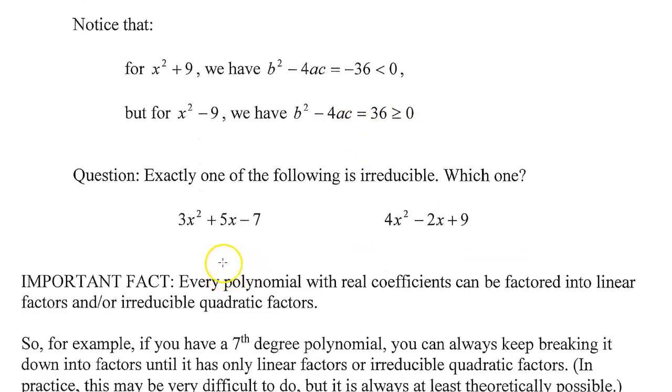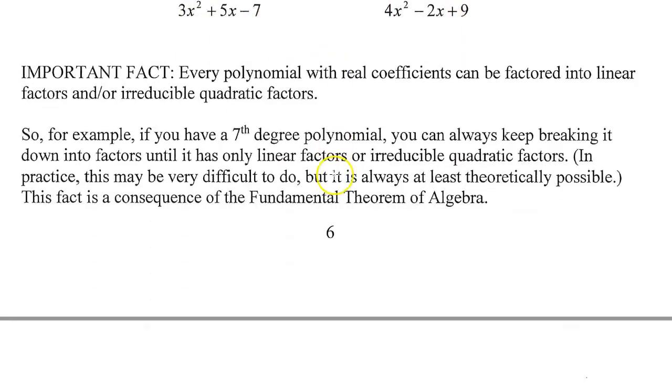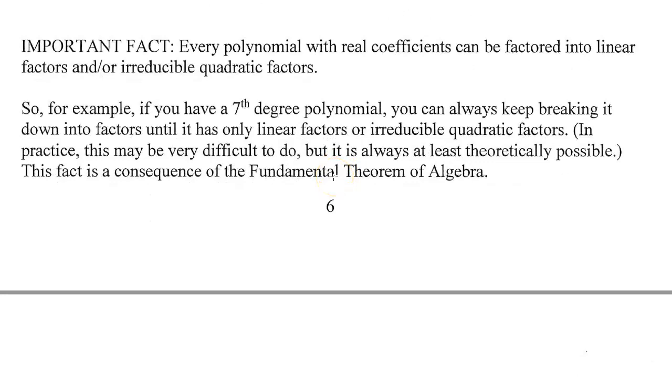So just try on your own. Look at these two quadratic functions. One of these is reducible and the other one's irreducible. So which one of these is reducible and which is irreducible? Again, you could do this by graphing these, or you could do this by looking at b squared minus 4ac.